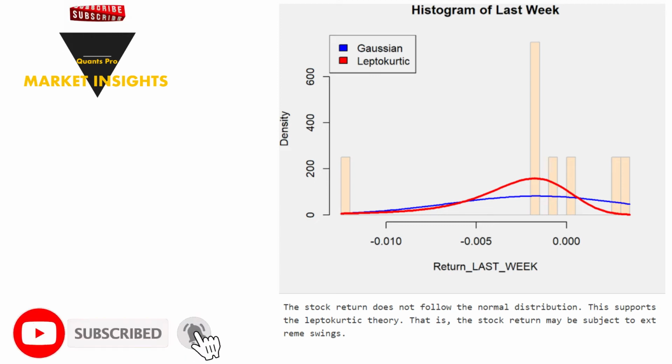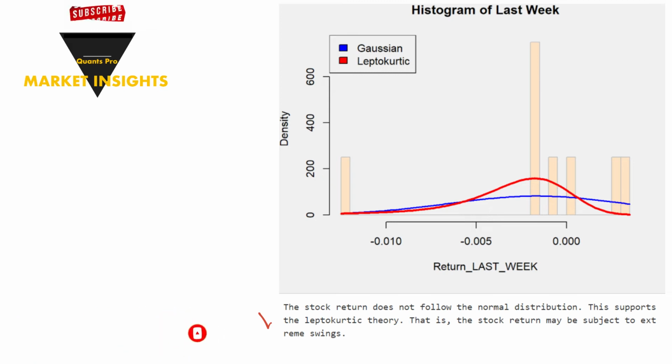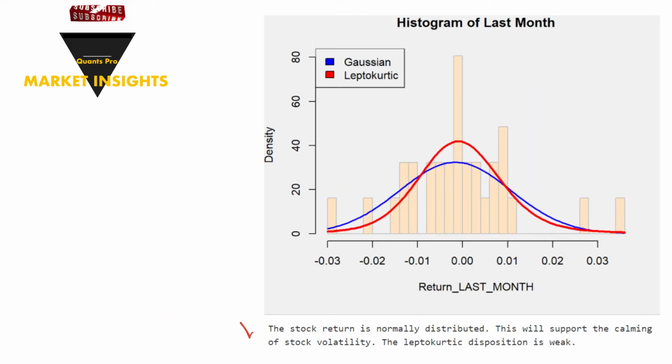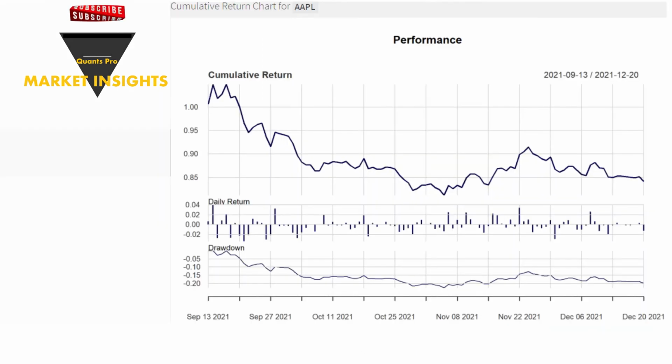If we examine the probability distribution of the return, the stock has performed as shown in the chart over the past week. It can be said that the returns behave more closely to the leptokurtic curve. The last month's return distribution also reflects a dominant Gaussian characteristic. The cumulative return graph is invaluable to have a final idea of the return.